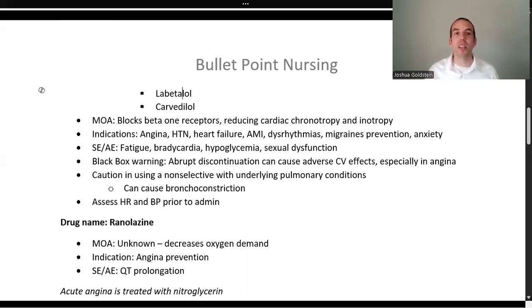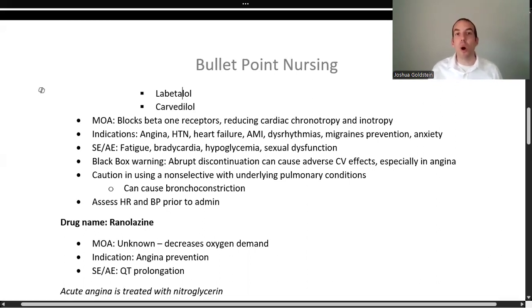The side effects of this drug class are fatigue, bradycardia, hypoglycemia, and sexual dysfunction. All of those are fair game as test questions. Let a patient know that they may be more tired, especially when first starting the dose. Let a patient know that their heart may be slower than normal. They may not have as much energy when they first start the dose. Hypoglycemia is a commonly tested one, so definitely make a note for yourself on that.